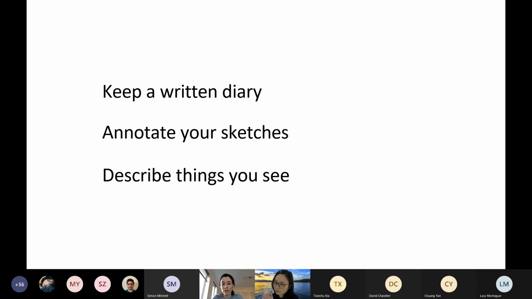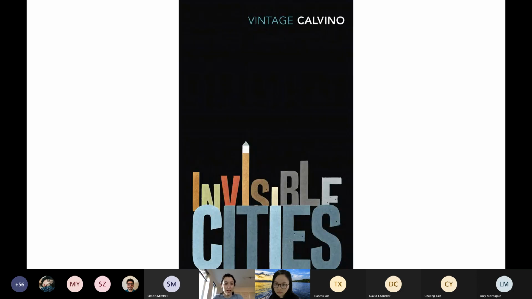So try to do this as a weekly exercise where you try to fill a page, where you take a walk, a run, anything, do something in the city, and you try to put it down on paper. And I'll give you an example.